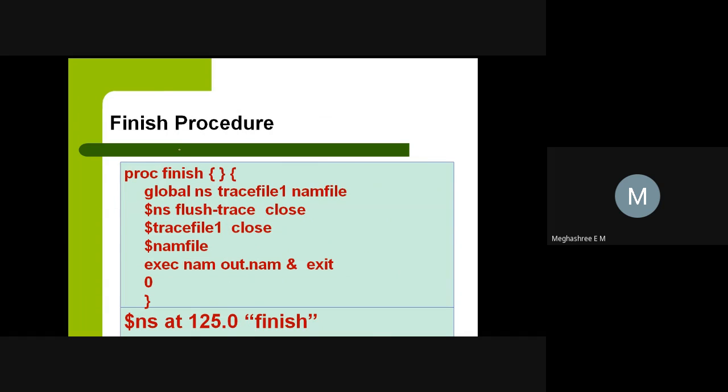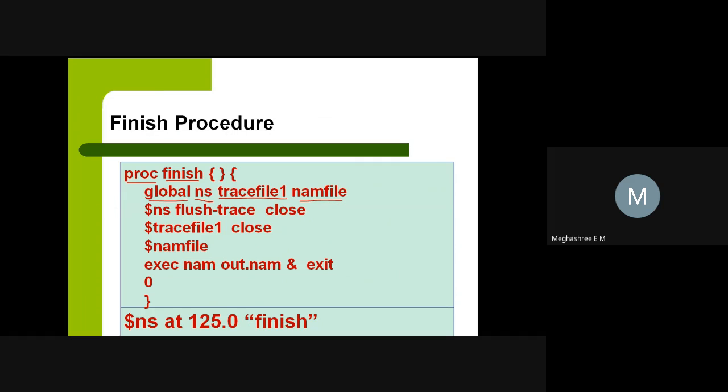The last but second step is the finish procedure. Here, proc stands for procedure. The name of the procedure is finish. You have to write the curly brace for this and again use the curly brace to write the content for this procedure. I'm considering ns, that is the object created under the simulator, trace file 1, that is the pointer considered for the trace file, and nam file as the pointer created for the NAM file. With the help of the global keyword, I'm considering these three objects.